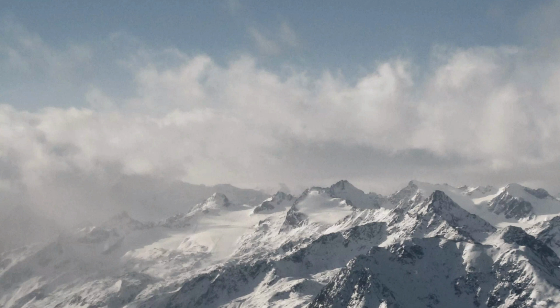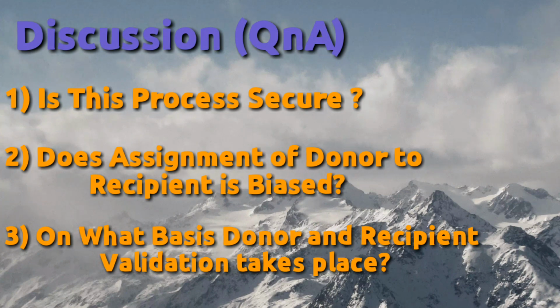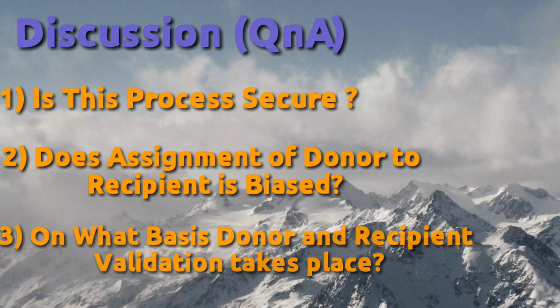Now I am going to answer some questions that may arise in your minds. First, is this process secure? Yes, it is surely a very secure process. Second, is the assignment of donor to recipient biased? No, not at all. The donor is assigned to the recipient on the basis of criteria which are the requirements of the recipient. Third, on what basis does donor and recipient validation take place? Validation is done on the basis of the report data provided by the corresponding hospitals.